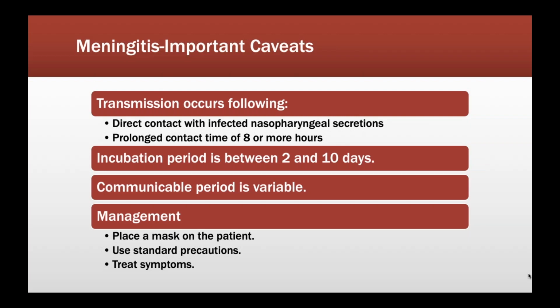Let's talk about meningitis. Meningitis is spread via direct contact with infected nasopharyngeal secretions. The contact time of 8 or more hours is typically what causes transmission. However, the incubation period, the time that it can sort of cook in your body, if you will, is between 2 and 10 days. Its communicable period can vary from days to weeks.